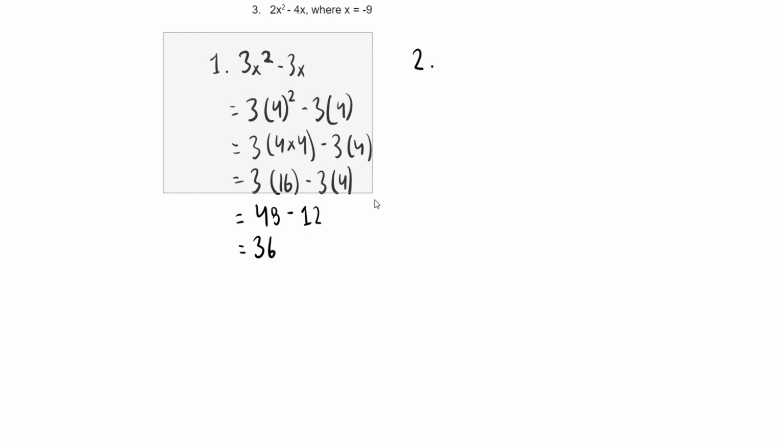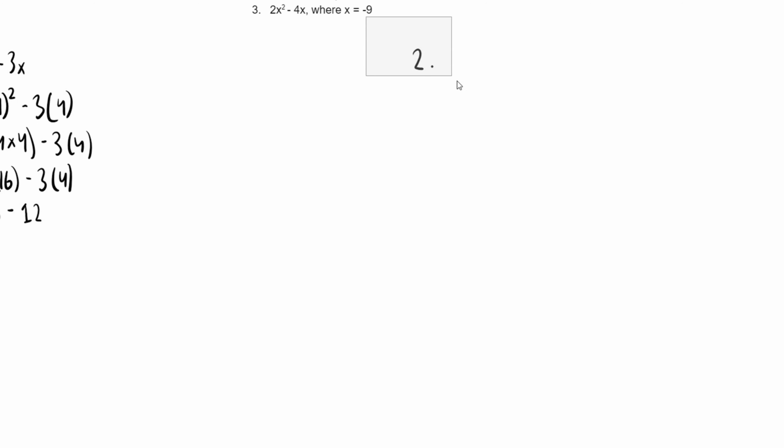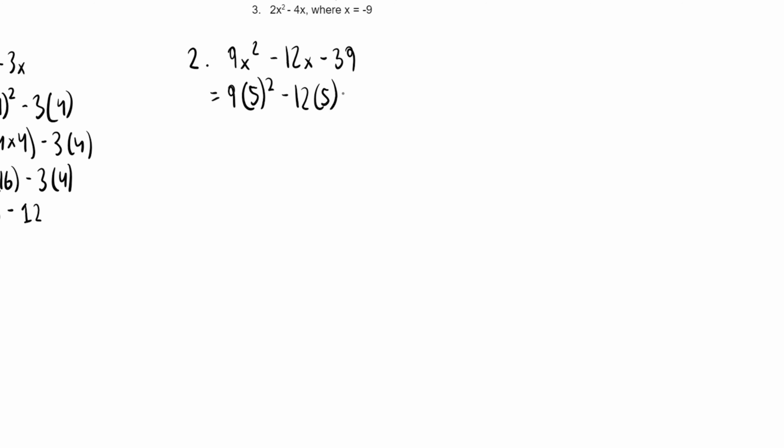Let me just move this onto the side so we have more space to work with. 2. We have 9x squared minus 12x minus 39, where x is equal to 5. So same process, just plug in 5 for x. We have 9 times 5 squared minus 12 times 5 minus 39. 5 squared is just 5 times 5, 5 multiplied by itself 2 times. So 9 times 5 times 5 minus 12 times 5 minus 39.